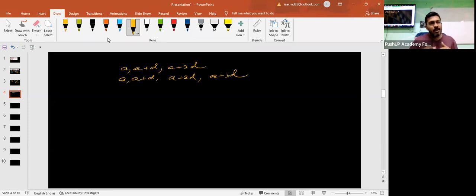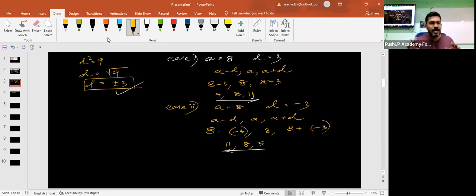When either A or D is given to you in the question, use this. But when both A and D are not given to you in the question, this will be the general pattern for 3 terms in the arithmetic progression. All right, easy to understand. So we'll do one more.